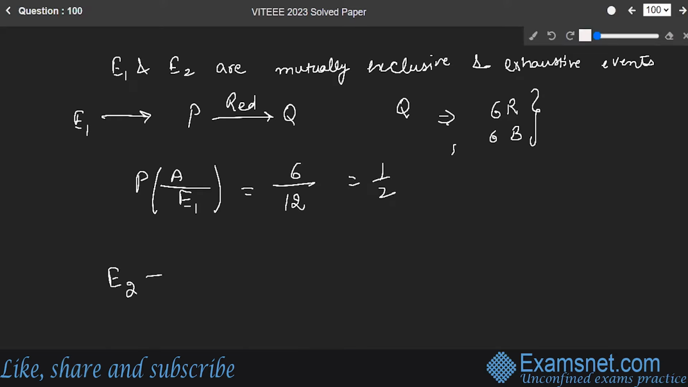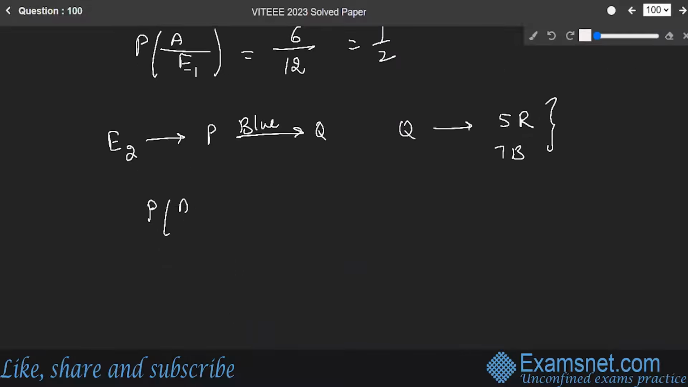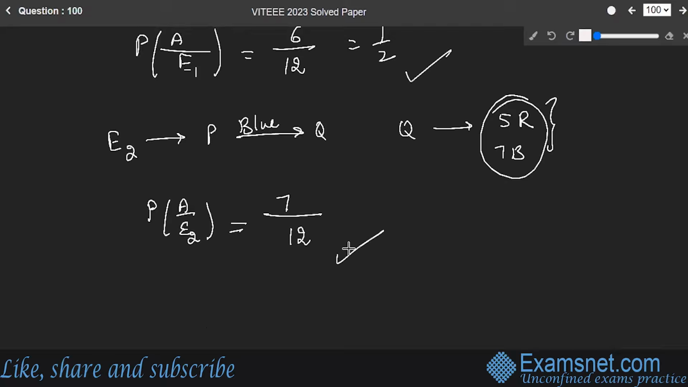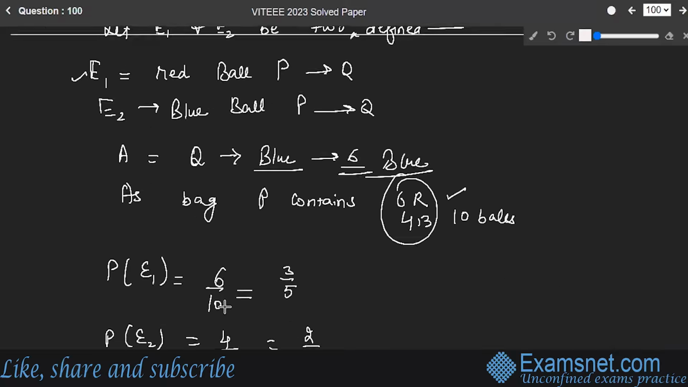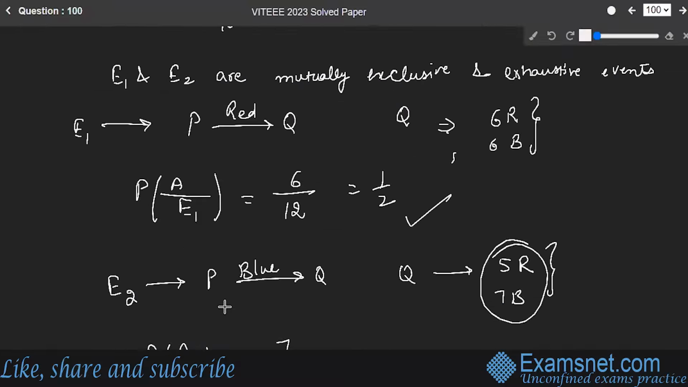And in case of E2, which means from P to Q, you have a blue ball transfer. Now the Q bag will contain 5 red and 7 blue balls, right? So probability of event A upon E2 is given by, now it is having 7 blue balls, so 7 upon total balls are 12. So that is equal to 7 upon 12. Okay. So this is given by 1 by 2 and this is given by 7 by 12. Now what we had to find out, okay, the total probability.